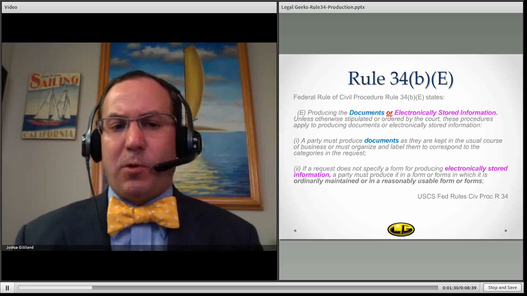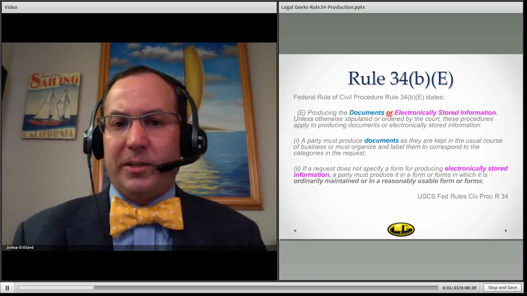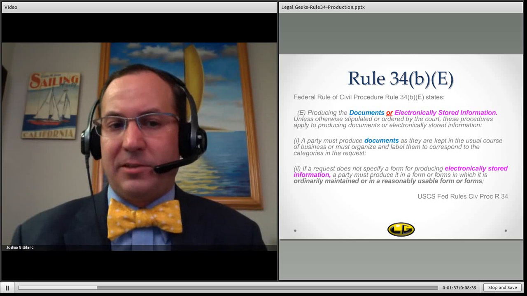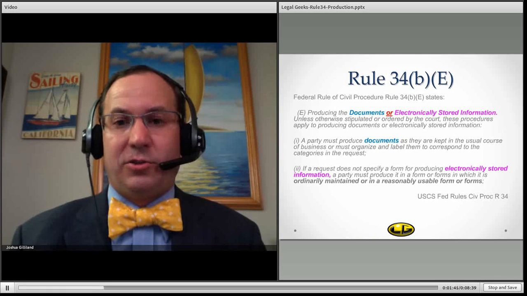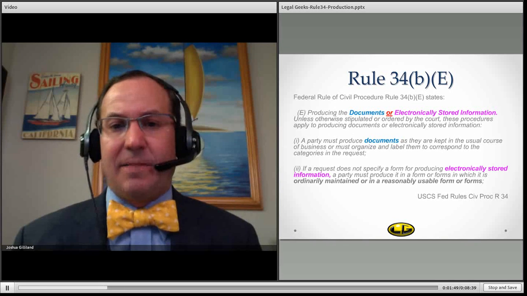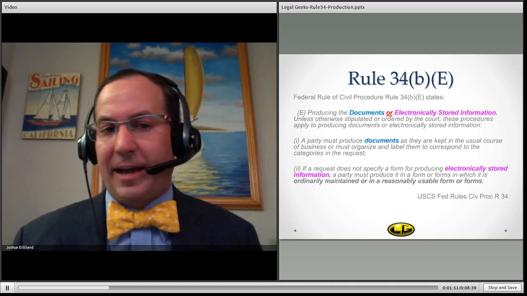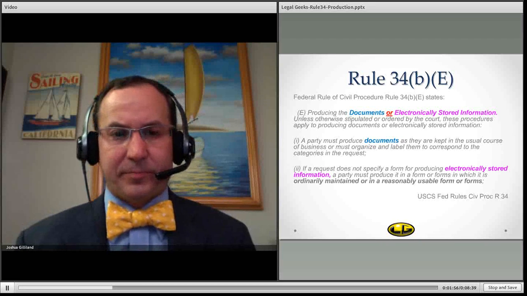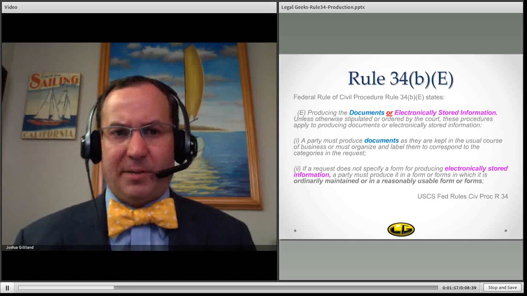Now, the way most people have read this rule is that subsection (i) pertains to documents, so hard pieces of paper in the physical world, and that subsection (ii) pertains exclusively to electronically stored information, because both are different things and both have been specifically called out in the rules as they were amended in 2006. Well, a surprise came along.